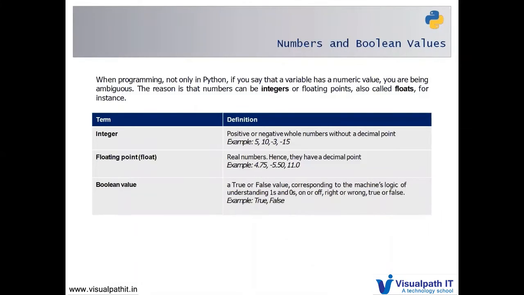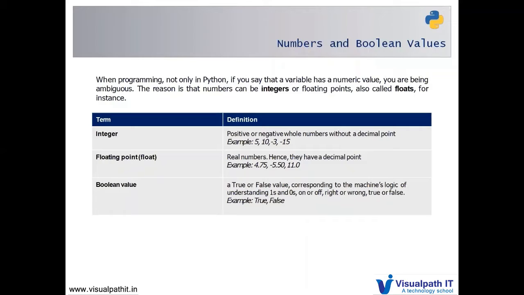In a programming language, not only in Python, if you say that a variable has a numeric value, you are being ambiguous. The reason is a numeric value could be a whole number or a decimal. So each of these types of variables has a way of representation or declaration in every programming language.